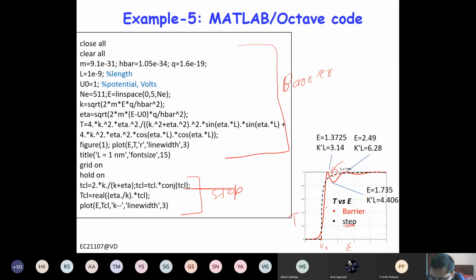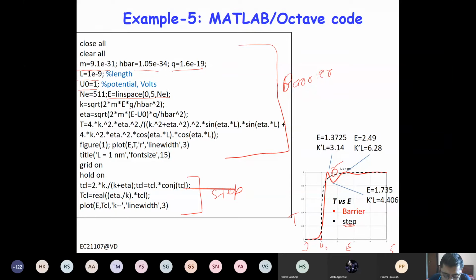So here are some calculations I did. In this calculation, what I assumed, of course, is mass is 9.1 times 10 to the minus 31. This is the h bar. Q is the charge on the electron. Length I assume to be 1 nanometer, and the potential I assume to be 1. E I assumed varied from 0 to 5. So n is the number of steps basically. So there are 511 points. So E is varying from 0 to 5.